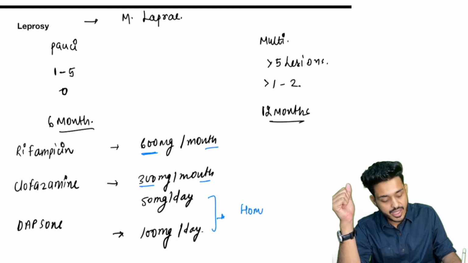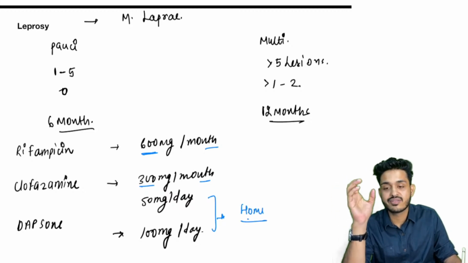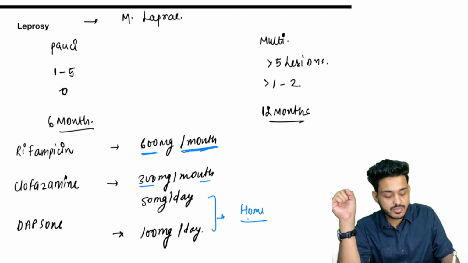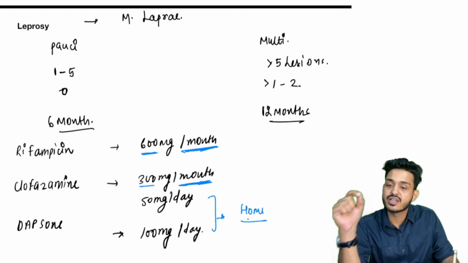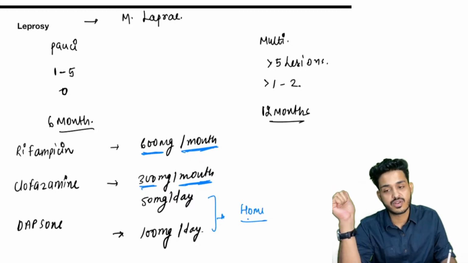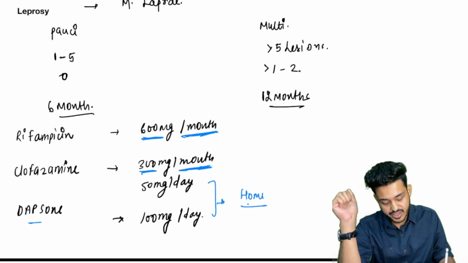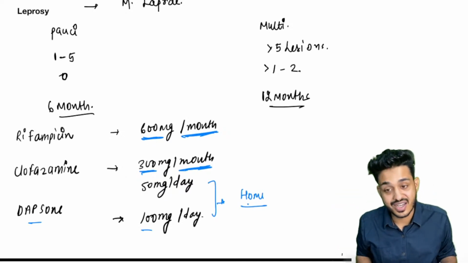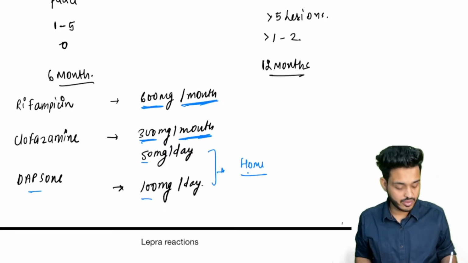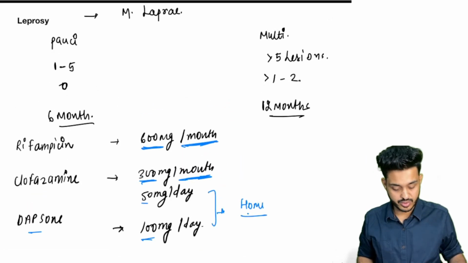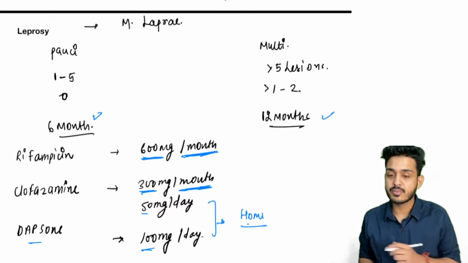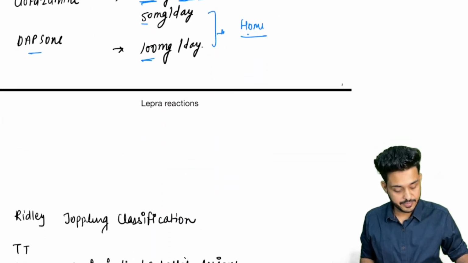Okay, so every 28 days or every 30 days the patient should come to the hospital, the patient should come to the clinic and he will be taking the drug 600 mg rifampicin and 300 mg clofazimine. Okay, dapsone will be for the daily purpose, right? So that would be 50 mg daily clofazimine, along with that 100 mg dapsone. So that would be for 6 months for paucibacillary and 12 months for multibacillary leprosy, right?